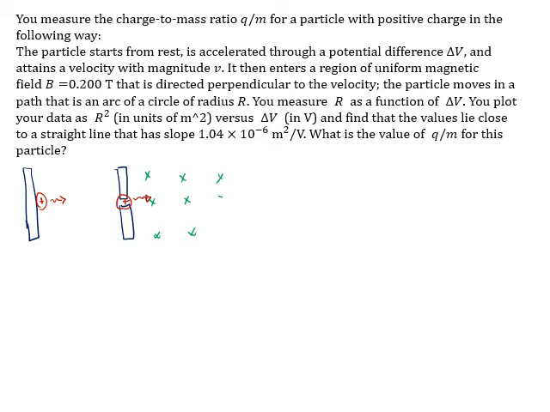We have a charged particle moving in a magnetic field. The direction of the magnetic force when you do your right-hand rule will be straight up, so it will move around in a circle with radius r. The potential difference between the plates is delta V. So if we measure r and we measure delta V and we make a graph, we should be able to figure out the charge to mass ratio. So let's start that analysis.